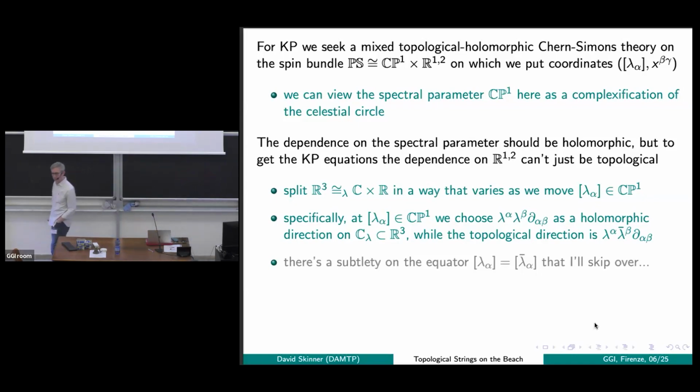Lionel will be wincing that I'm trying to tell a Euclidean story in Lorentzian signature, but let me enjoy my moment.